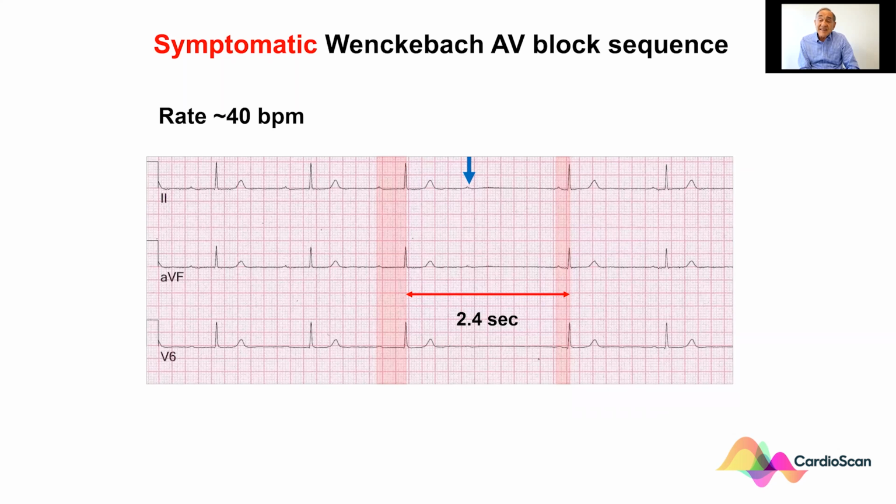Here is a symptomatic Wenckebach AV sequence. The patient has a rate of 40 beats per minute on a routine 12-lead ECG, and then there is a Wenckebach sequence resulting in a 2.4 second pause. On rare occasions, these pauses can be symptomatic, and the patient even may require a pacemaker, although this was a very unusual situation.